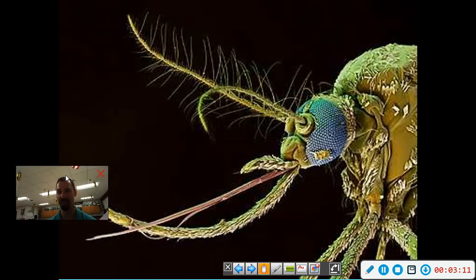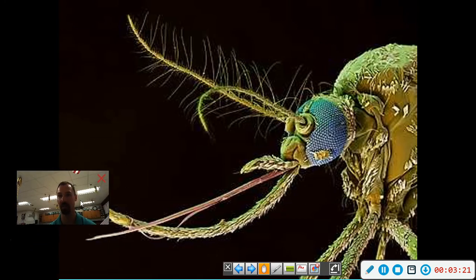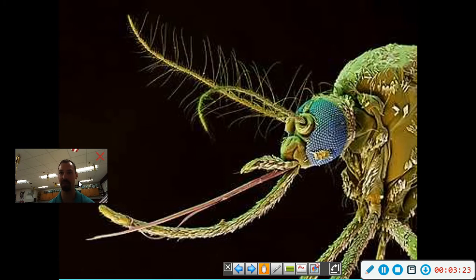So that's an up close version of it, and you can see the proboscis that's coming out of this mosquito. That's actually what bites you. So they put that into your skin. You don't really feel it, but that's how they give the saliva to your skin, and that's how you end up getting that bite.